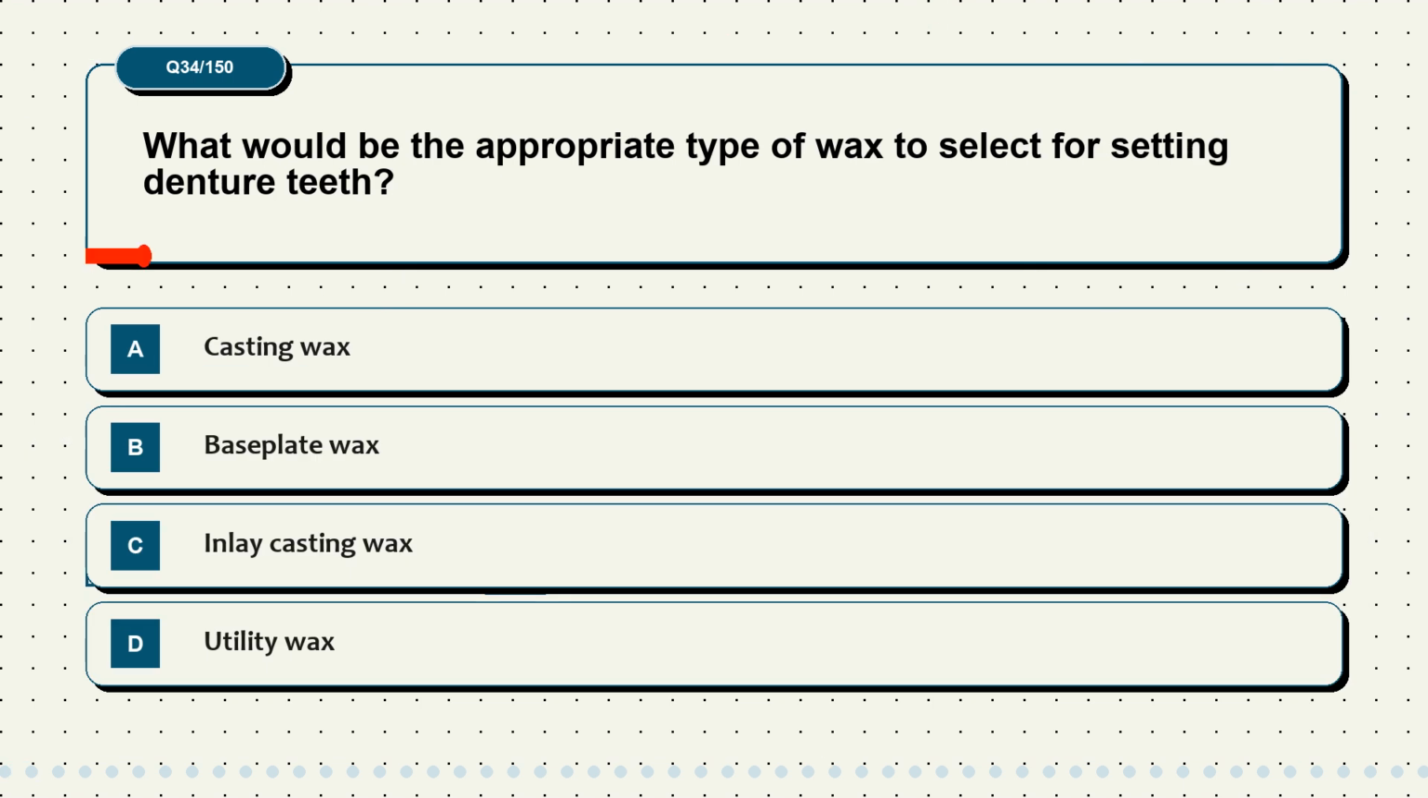Question 34. What would be the appropriate type of wax to select for setting denture teeth? Here are the options. Option A, casting wax. Option B, baseplate wax. Option C, inlay casting wax. Option D, utility wax.